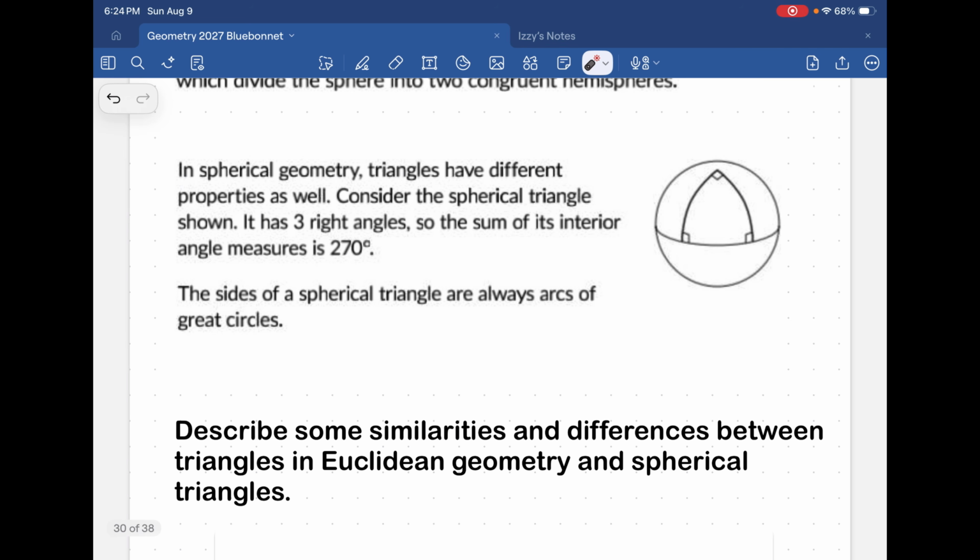And of course, as I've stated, the sides of a spherical triangle are always arcs of a great circle. So that just means they're part of a great circle. They go like that.